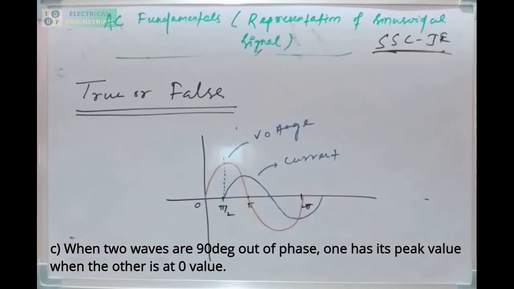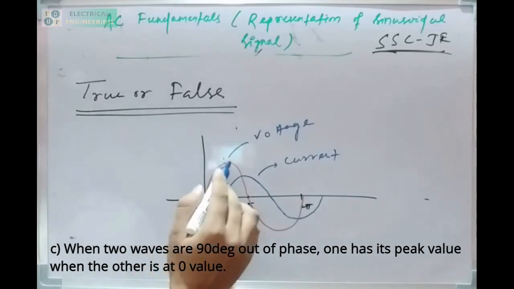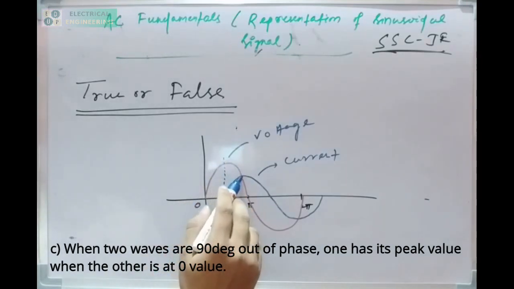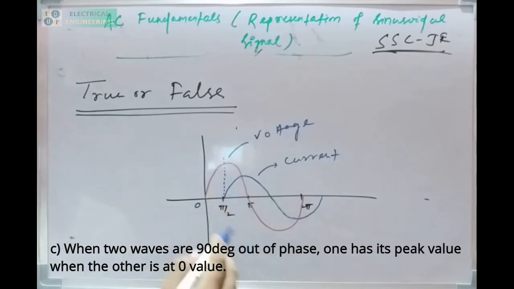When two waves are 90 degrees out of phase, one has its peak value when the other is at 0 value. One is at the peak value when the other is at 0 value. It is possible when they are 90 degrees out of phase.